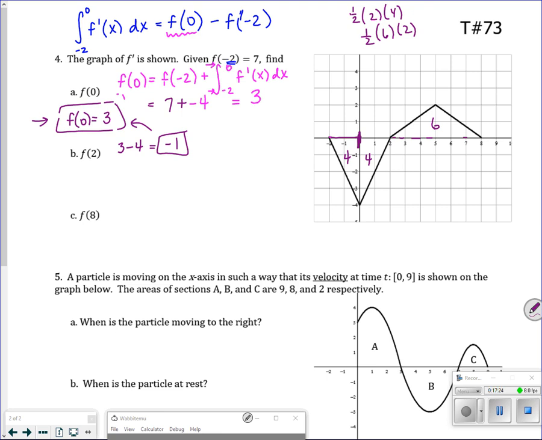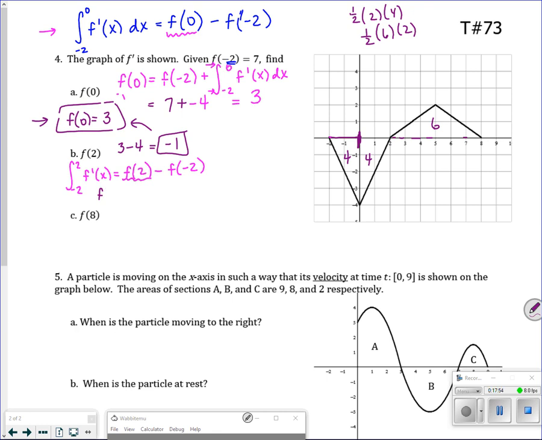Some people don't like to do that because they're like, well, gosh, if I messed up f of 0, then I'm messing up everything. So I could literally set up f of 2 and f of 8 the same way as I did up here. I would say f of 2. Again, how do I pick my bounds? Well, one is what's given, and one is what the question is. So I'm solving for f of 2.